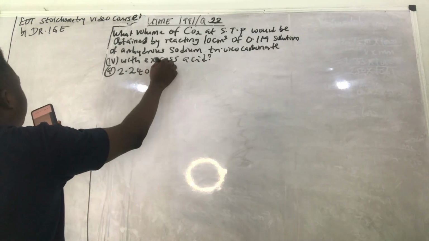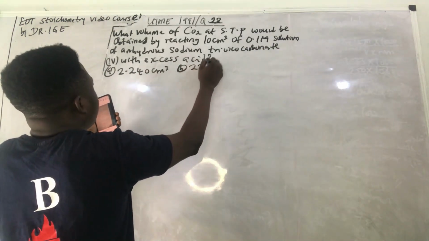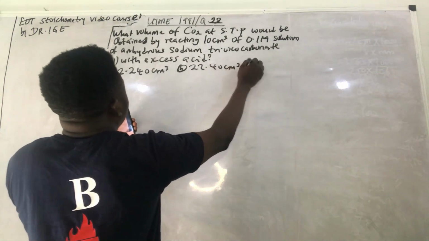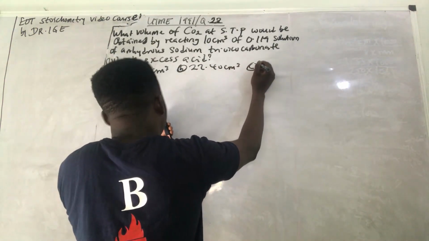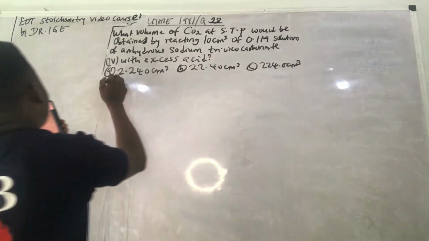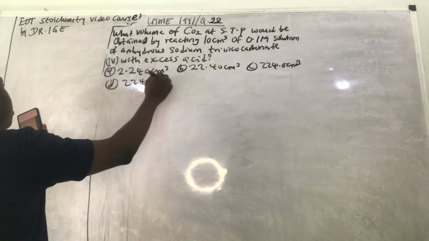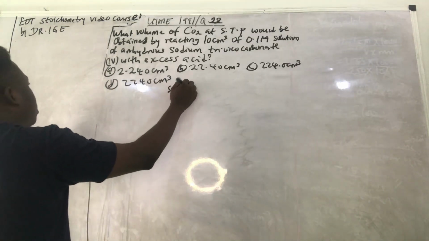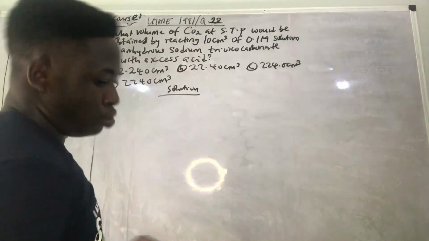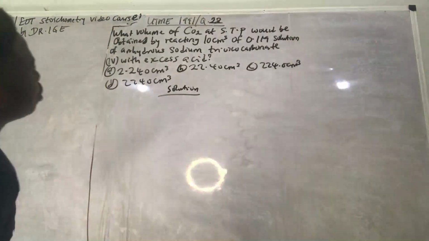A, 2.240 cm³. B, 2.40 cm³. C, 224.0 cm³. Option D, 240 cm³. So let's solve. Solution.